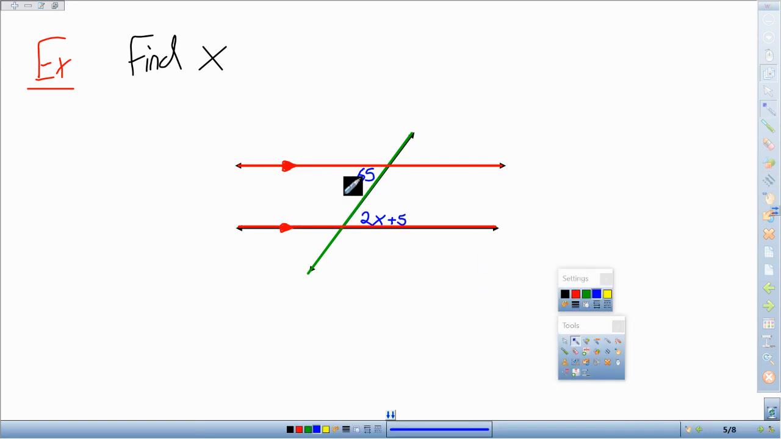Okay, so what kind of angles do we have here? Well, here's what I noticed. They're on alternate sides of the transversal and on the interior of the parallel lines. Yeah, they're alternate interior angles. Okay, so, I like to put little arcs around them. You don't have to, but I think it looks nice. So yeah, they're alternate interiors.